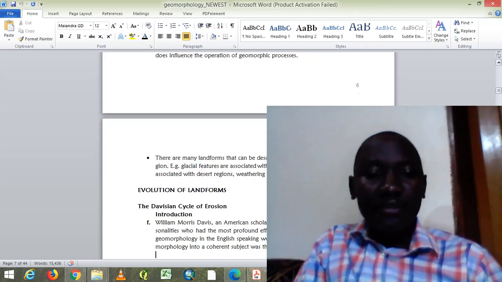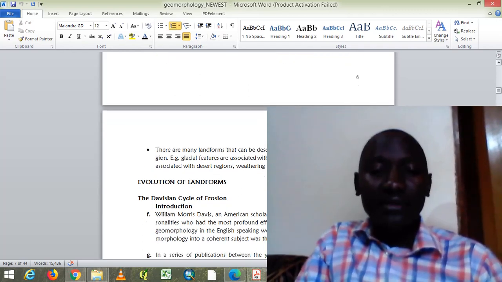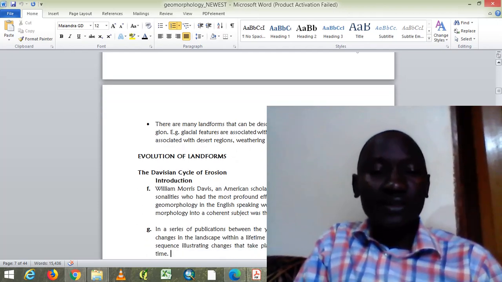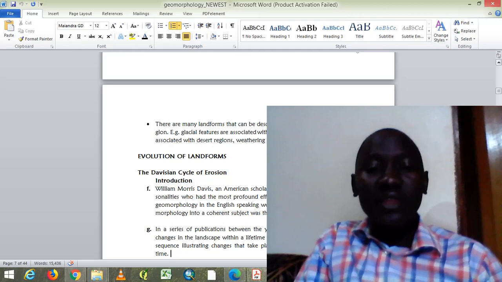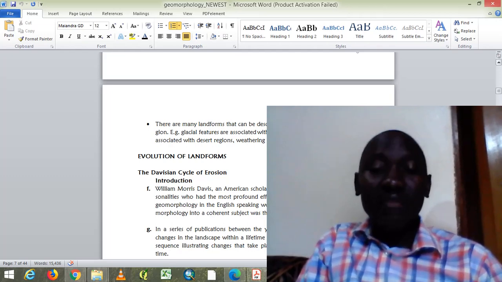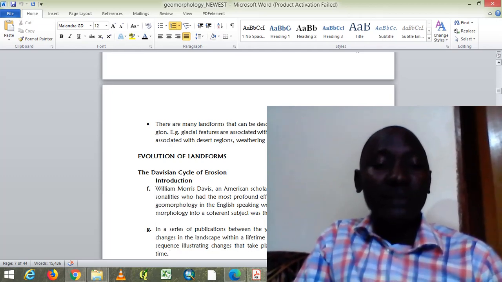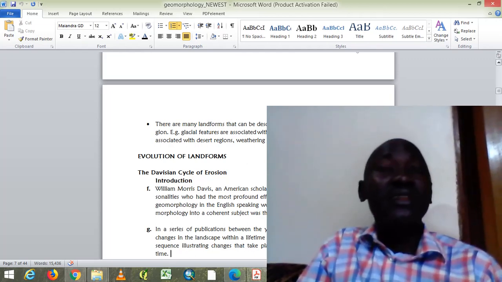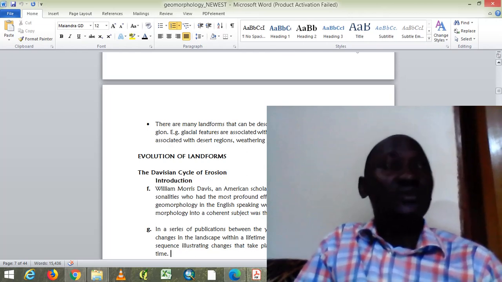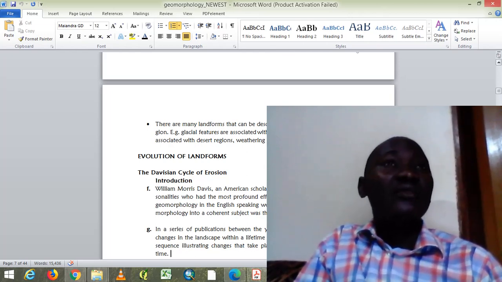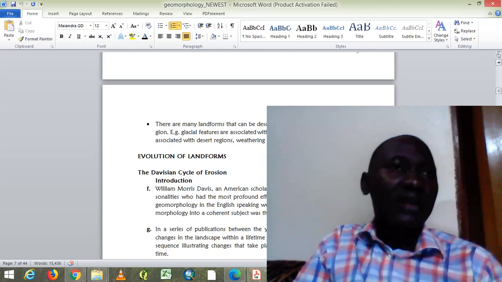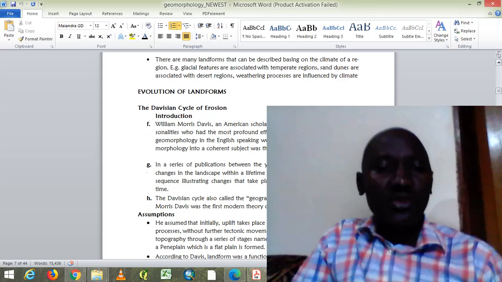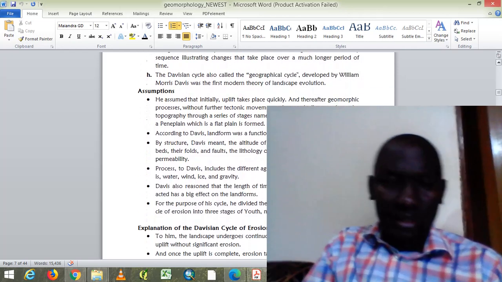There are many landforms that can be described based on the climate of a region. Glacial features are associated with temperate regions. Sand dunes are associated with desert regions. Weathering processes are associated with climates of different nature. For example, physical weathering, we know very well, is very predominant in areas of cold weather and areas of too much heat. Then we have chemical weathering predominant in areas of humid tropics. So all these ones are important.